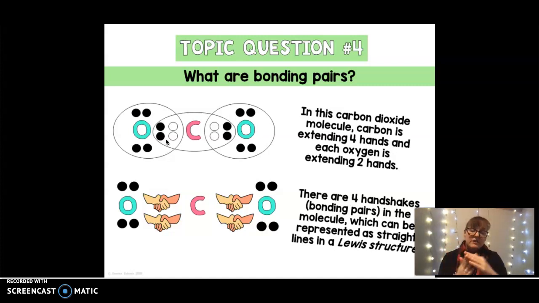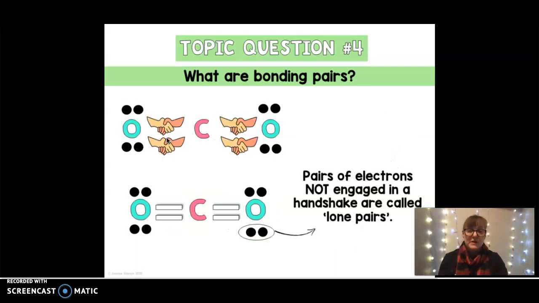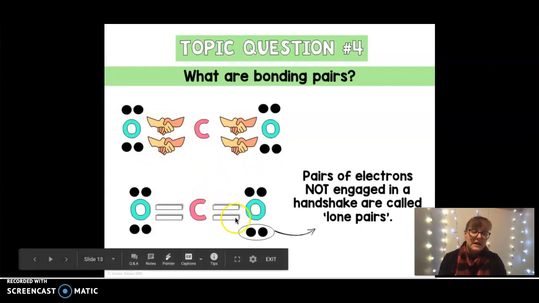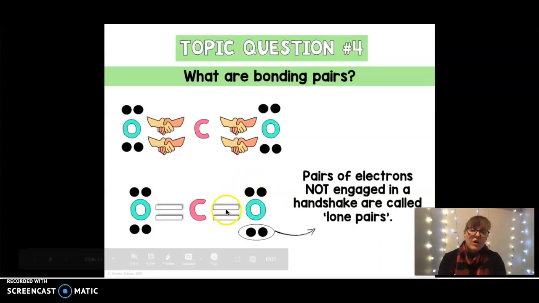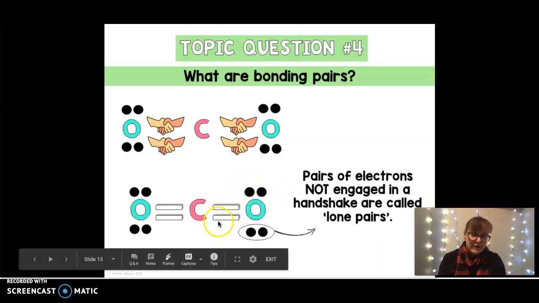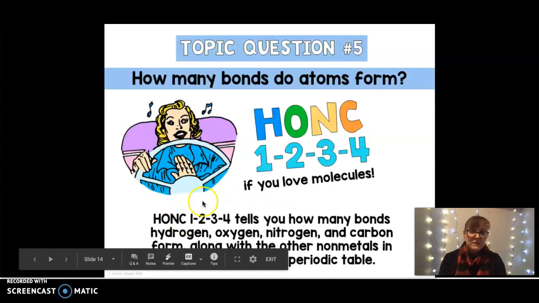So we're going to change from the Lewis dot to a Lewis structure just by making our handshakes now, showing our 2 sharing electrons here into these lines. The lines mean that there's 2 electrons. Pairs of electrons not engaged in the handshake are called lone pairs. You don't need to know what lone pairs are. We don't deal with those in grade 9. All you need to know is that these sharing pairs here are represented by lines.